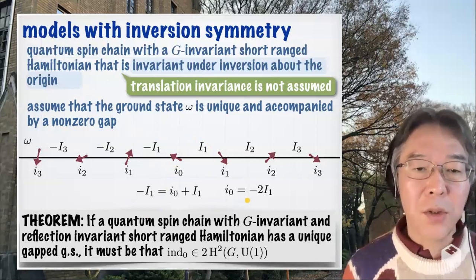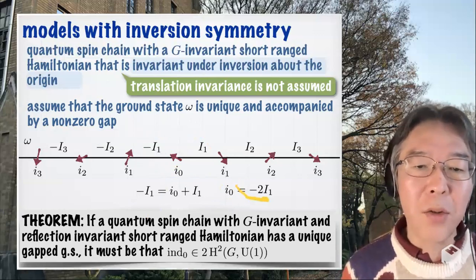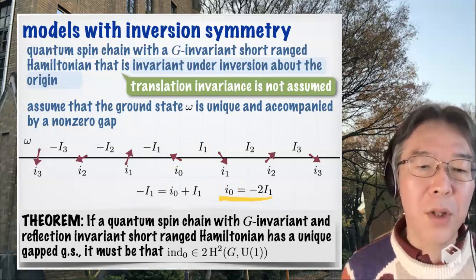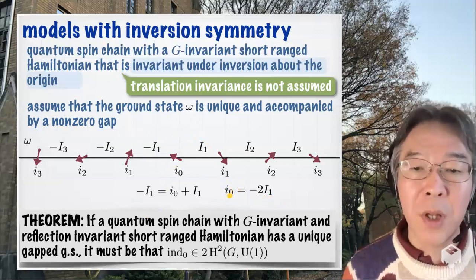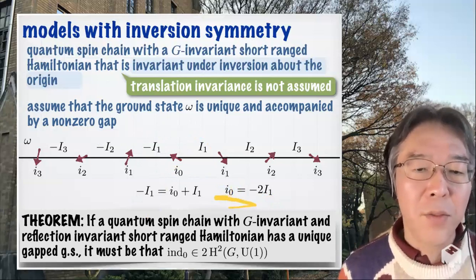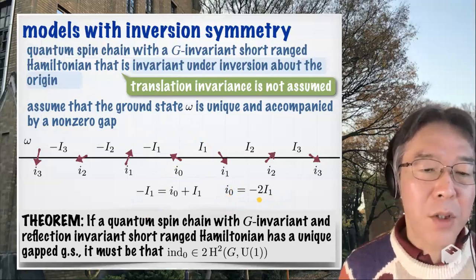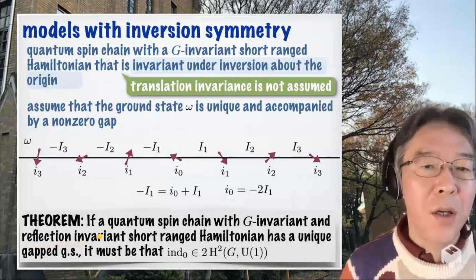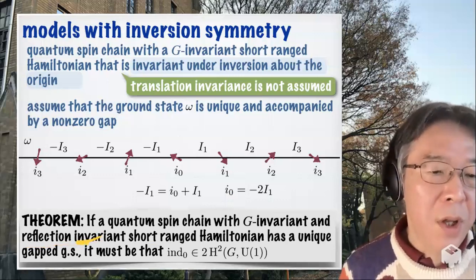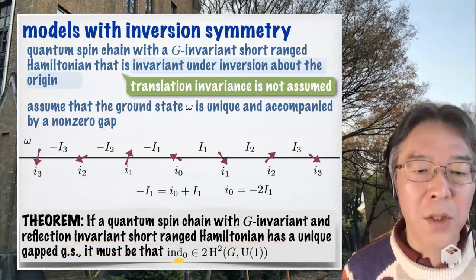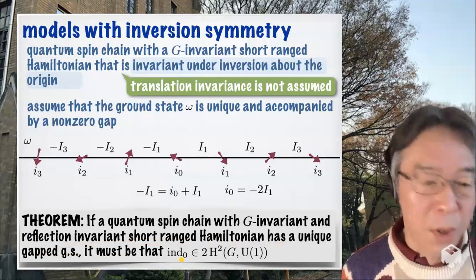So this tells you that this I0, the spin, so I don't know what I1 is. I have no idea what I1 is, but anyway, this tells you that the I0 is an even element in the second group cohomology. So here's the theorem again from very simple mathematics. If a quantum spin chain with G invariant and reflection invariant, reflection invariance means the same thing as invariance under inversion, short range Hamiltonian has a unique gapped ground state, it must be that the index is an even element of the second group cohomology.